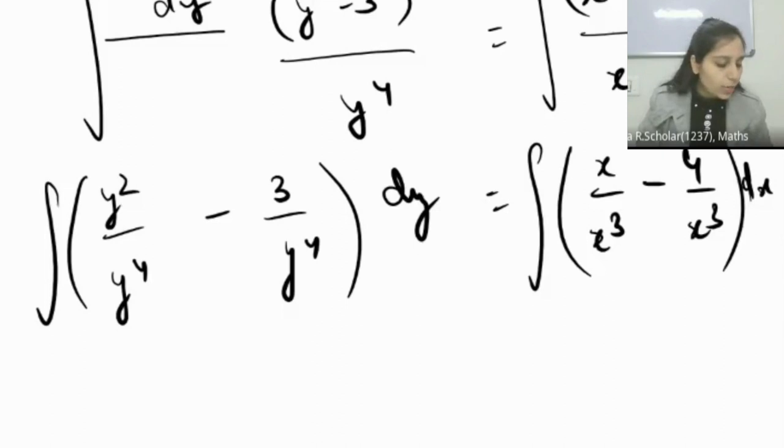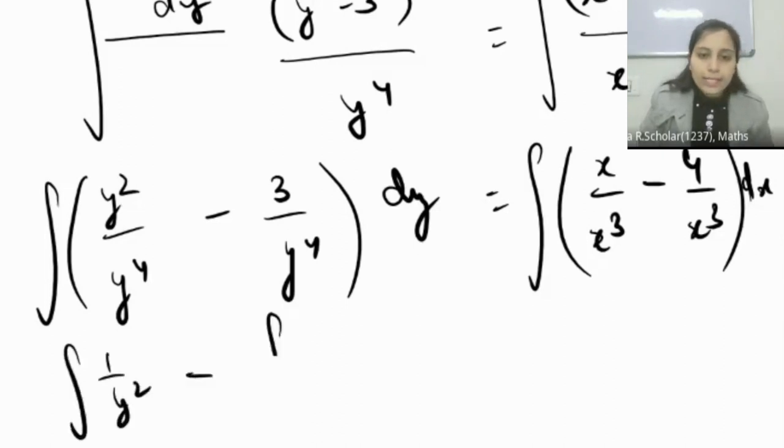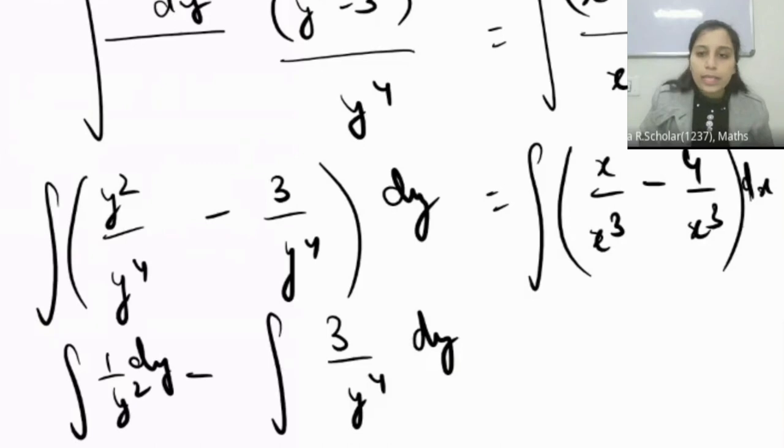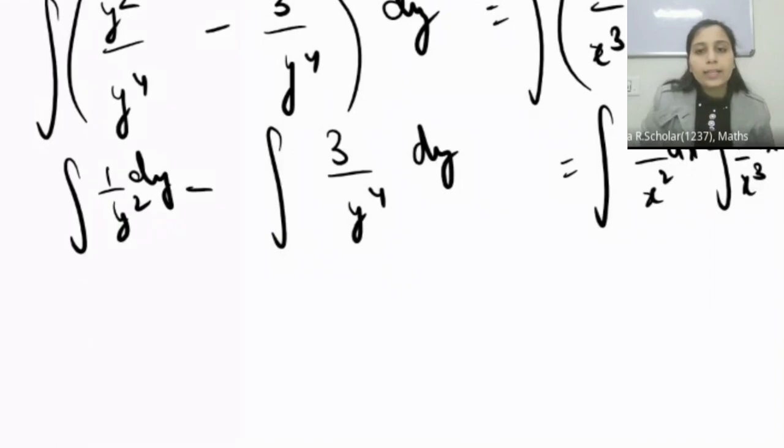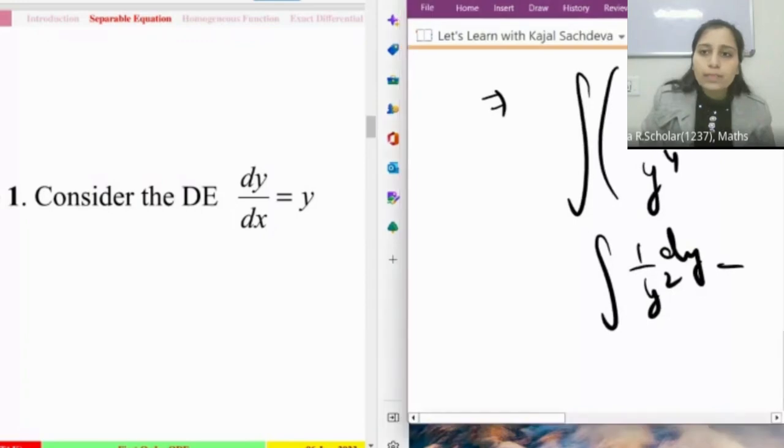So from here we can see 1 upon y square, the integration of 1 upon y square, and minus integration of 3 upon y raised to power 4 dy. In a similar manner, 1 upon x square integration minus integration 4 upon x cube dx. Now we can integrate it easily and get the required solution plus some constant c. So in this manner, we can solve this very easily. Let's move to the next.